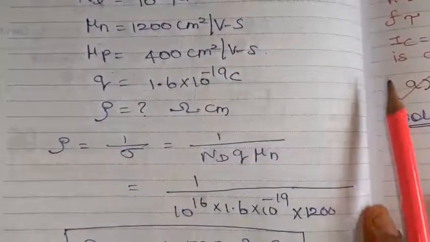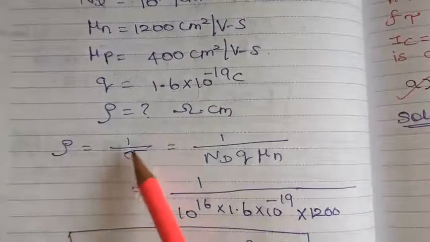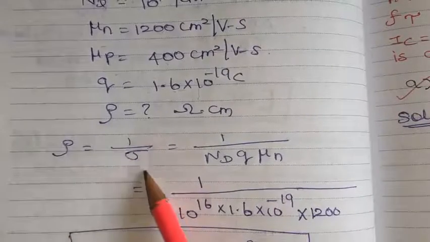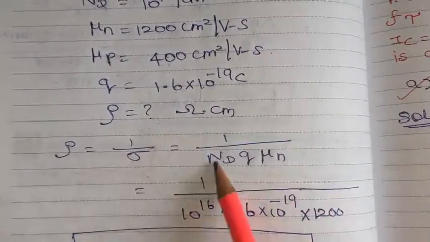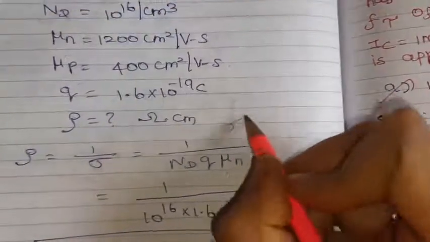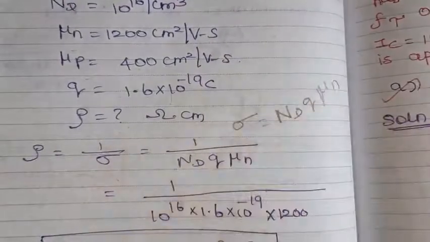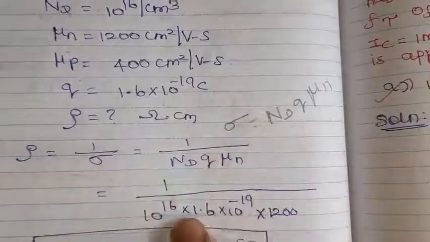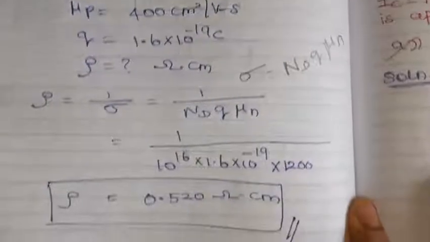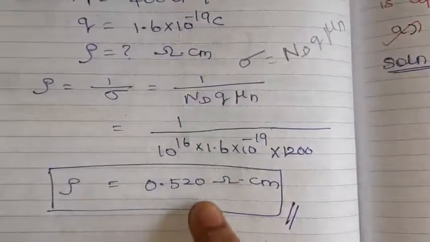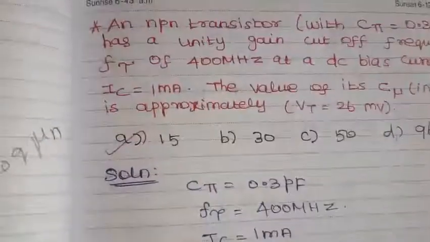Actually, what is resistivity? Resistivity is nothing but the reciprocal of the conductivity. Resistivity rho is equal to 1 by sigma. What is the sigma formula? Sigma is equal to Nd q mu n. Conductivity sigma is equal to Nd q mu n. So just substitute all the values given in the question, then we can find out the resistivity value, 0.520 omega into centimeter. Then move on to the next problem.